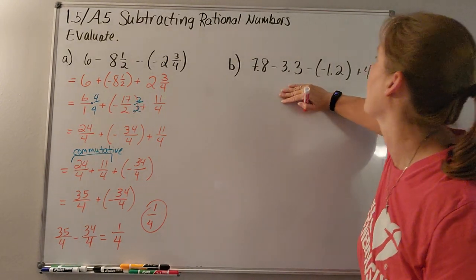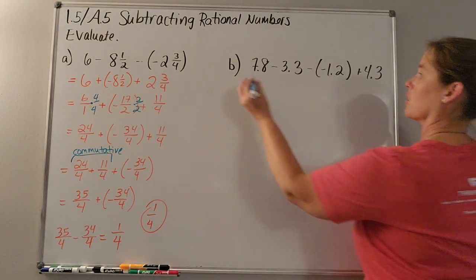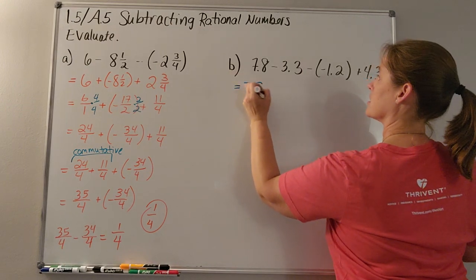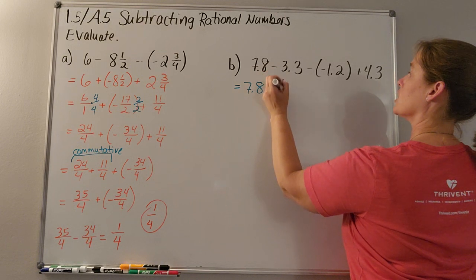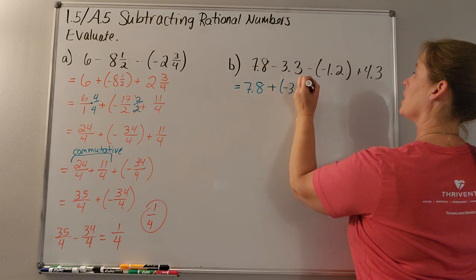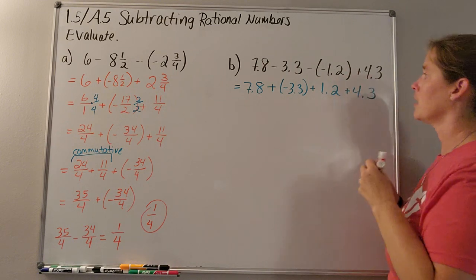Let's look at some decimals. Once again, anytime we see subtraction, we're going to add the opposite. So the first term always stays there. Subtraction becomes addition: negative 3.3 plus 1.2 plus 4.3.